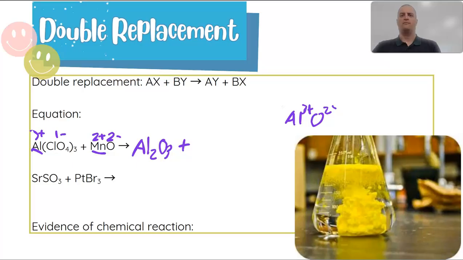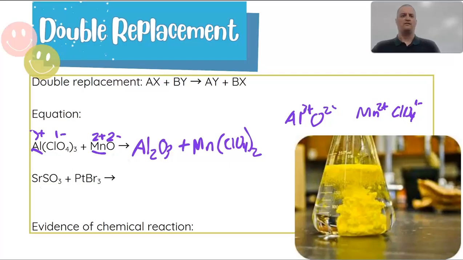Likewise, we have the manganese, Mn, with its 2 plus, and ClO4 with its 1 minus. So we cross the charges, and that's going to give us 2 of the ClO4s, which we need to put in parentheses. So Mn(ClO4)2. And again, we're not using coefficients to balance these, we're just trying to predict the products.